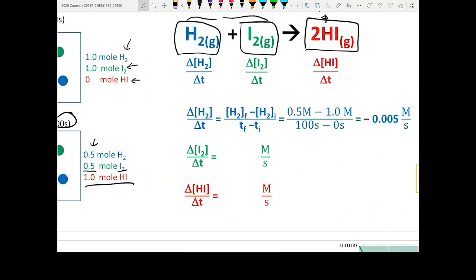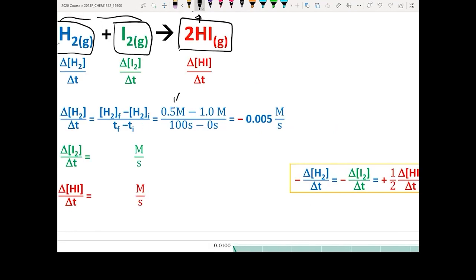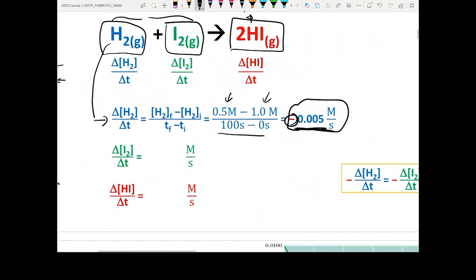If you calculate the disappearing rate of these reactants, the way you calculate it is the final concentration of H2 minus the initial concentration of H2, divided by delta T, right? The final is 0.5, the initial is 1, and you spend 100 seconds. Therefore, you get minus 0.005 molarity per second. The negative sign is there because this species is disappearing. The disappearing rate of your H2 is this much.